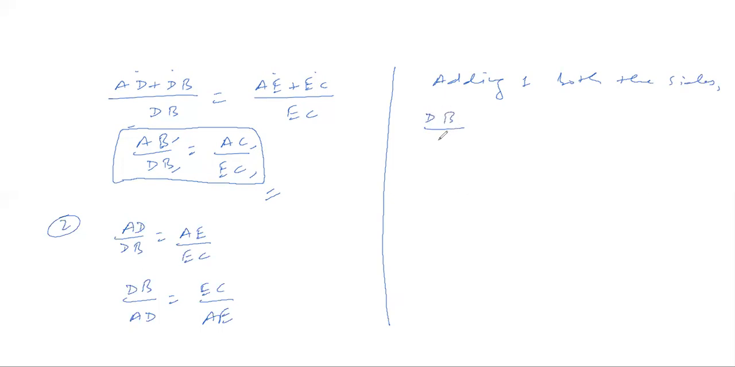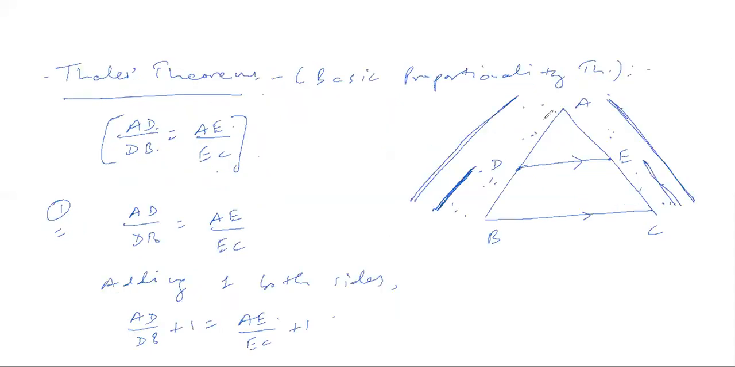So it will be DB upon AD plus 1 equals EC upon AE plus 1. So it will be DB plus AD upon AD, and it will be EC plus AE upon AE. So DB plus AD, let's see from the figure what it will be? DB plus AD will be AB.